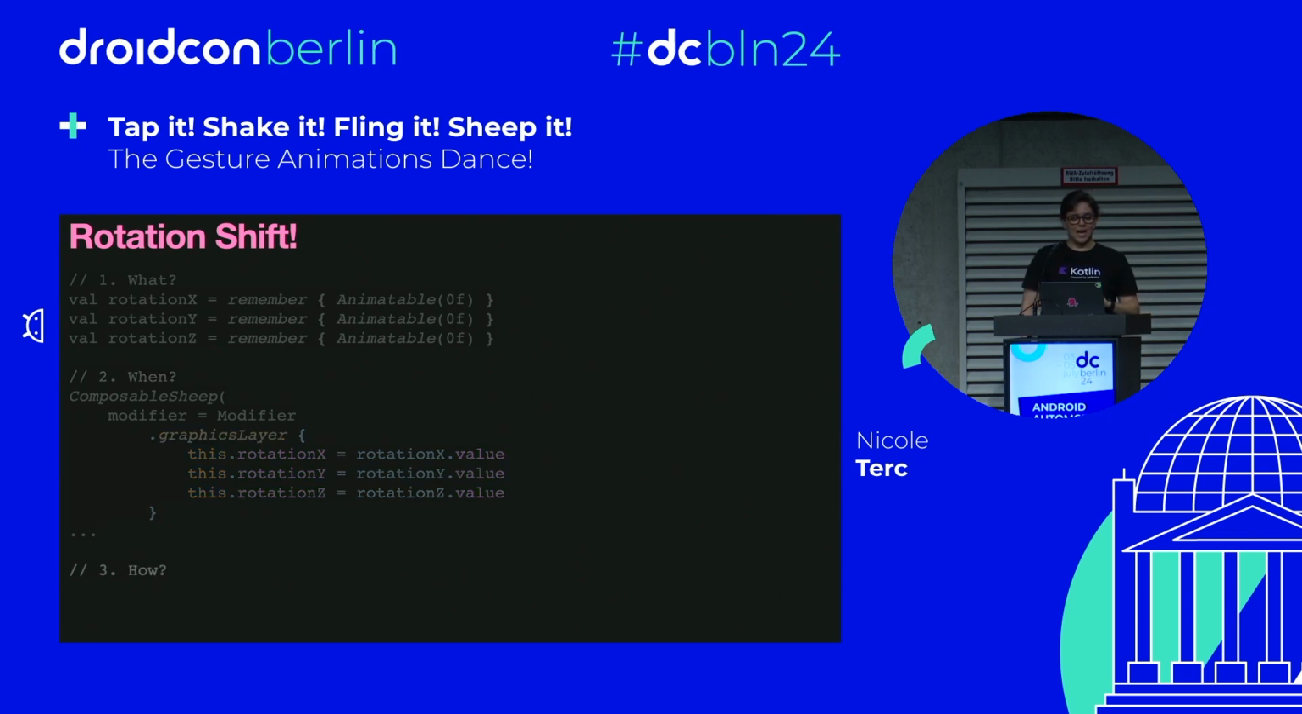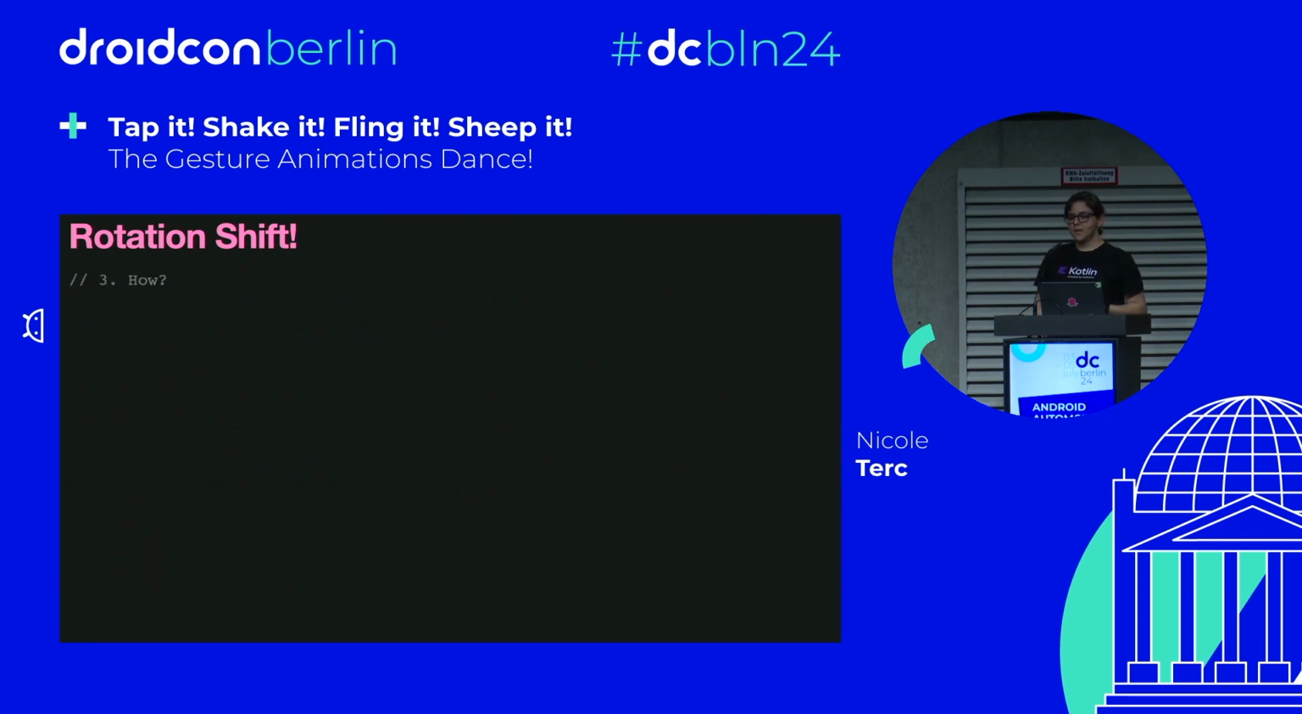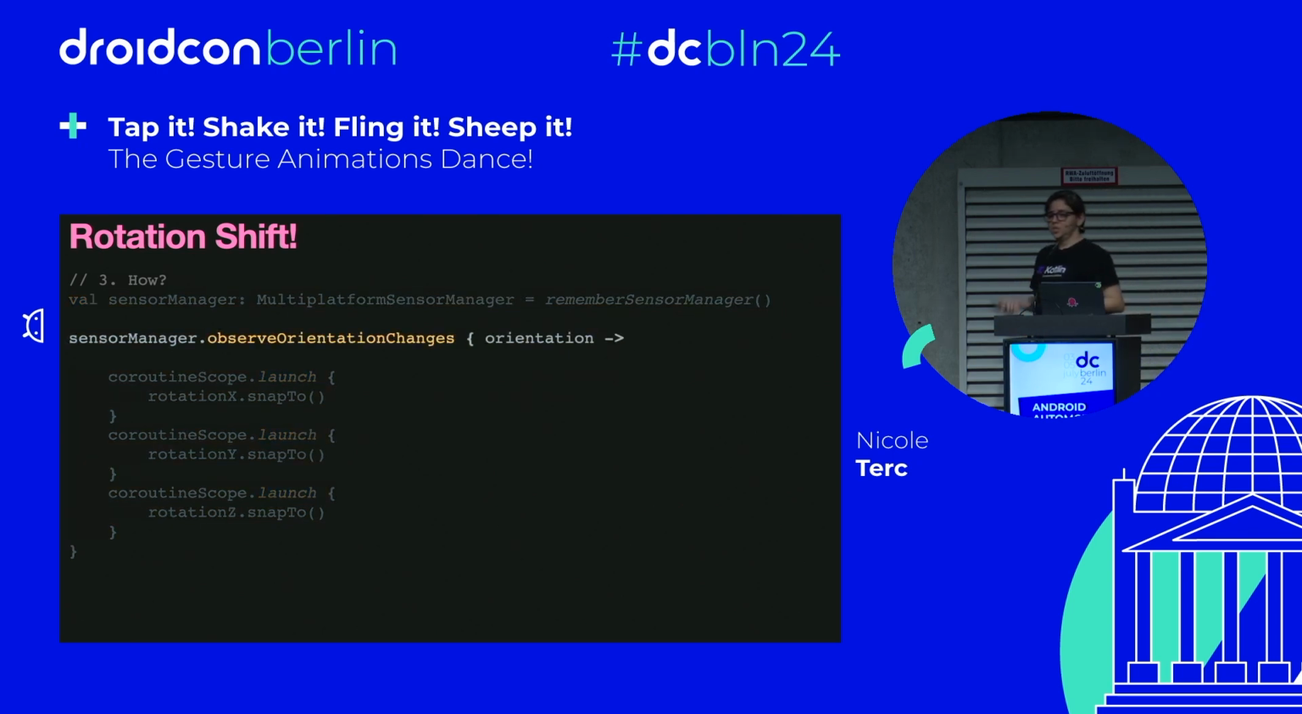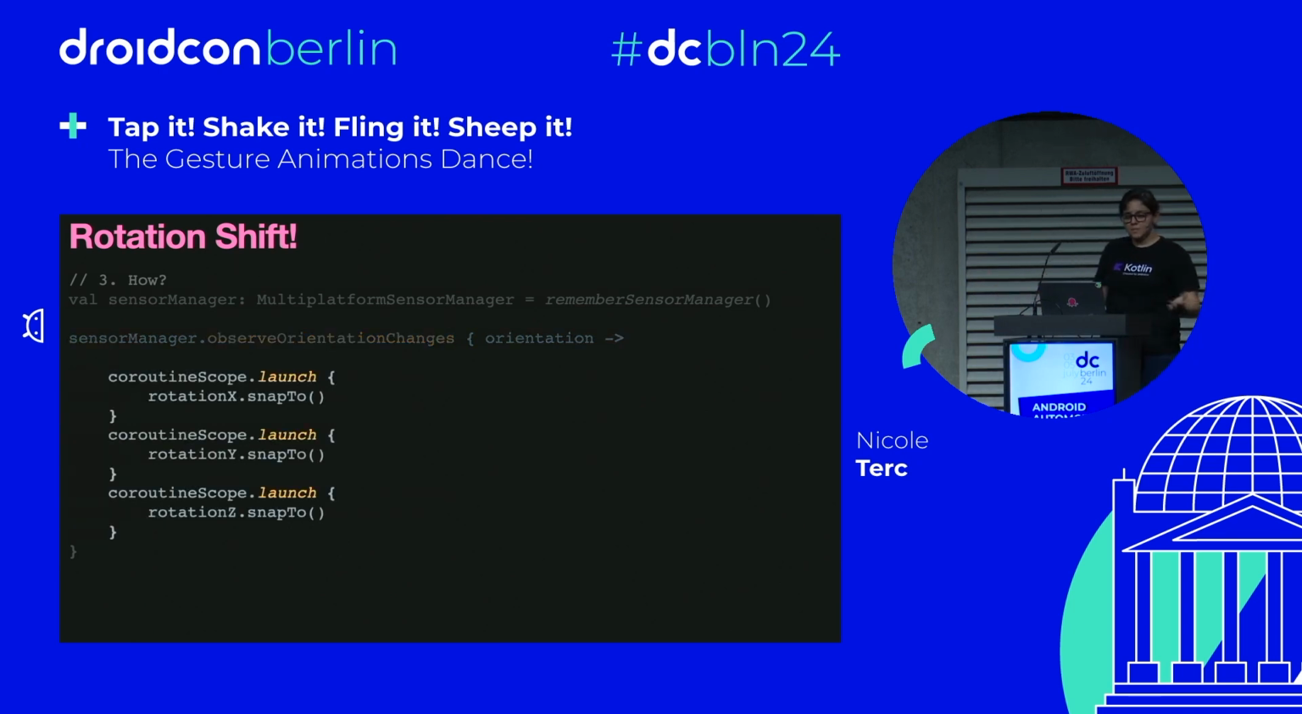And after that, in the how, this is where our sensor manager will come into play. It will just look like this. We're going to get a reference to our sensor manager, and we're just going to observe these orientation changes because all the heavy lifting is happening there. And whenever we get an update, we're basically just going to update our properties.